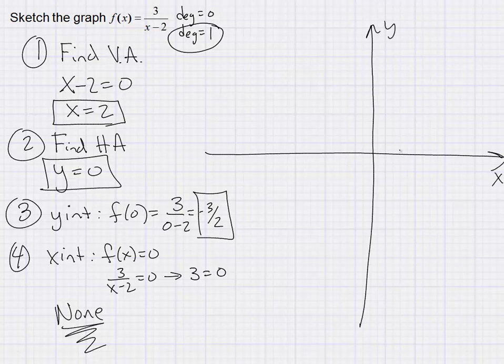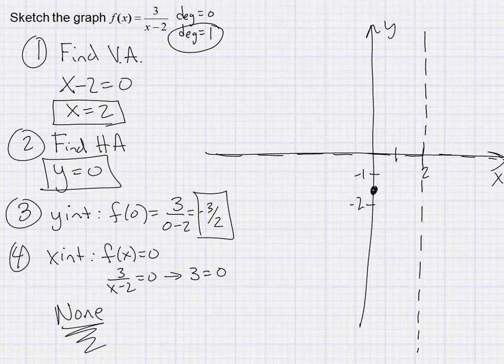Alright, so vertical asymptote, x equals 2. So here's my vertical asymptote. I'll denote this by a dotted line. Dotted line because this isn't actually part of my graph. My graph will be denoted by a solid line. Y equals 0 is my horizontal asymptote. That's the x-axis. I have a y-intercept at negative 3/2. So here's negative 1, here's negative 2, here's negative 3/2.